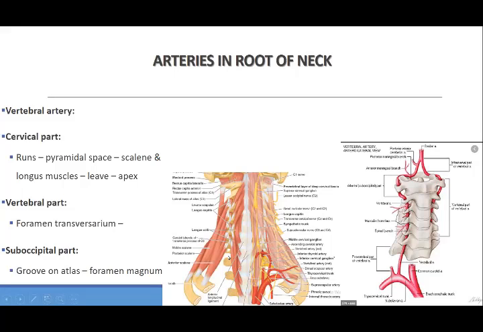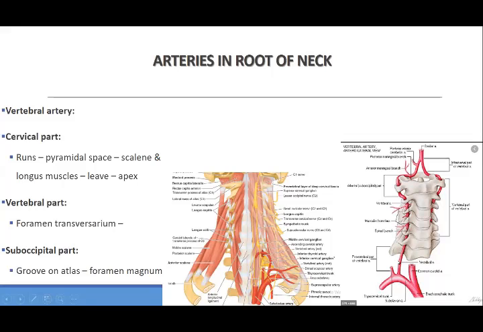So this triangular space lodges the vertebral artery. At the apex of this space, ये vertebral artery है. इसको काटा हुआ, this is the other cut end of the vertebral artery. At the apex of this space, the vertebral artery leaves this part of the neck. लेकिन it still remains in the neck, लेकिन at a different side.